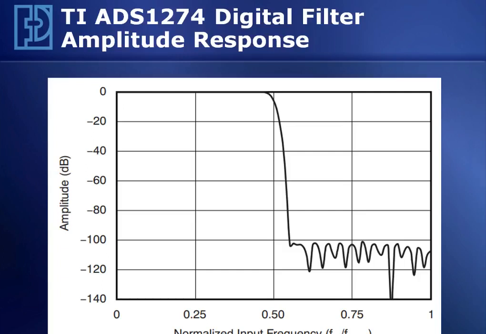Here's an example of a digital filter that's used inside of a sigma-delta converter, in this case the Texas Instruments ADS-1274. And you can see that this filter has a very flat passband and extremely sharp transition from passband to stopband, and then a deep stopband attenuation of about 100 dB. So these filters are very selective. Again, it's a digital filter, so it's realized in an algorithm on digital data, as opposed to using op amps and capacitors and resistors that we use to build analog filters.